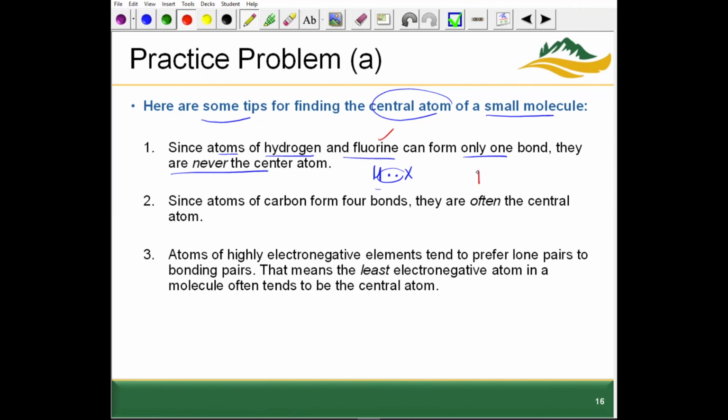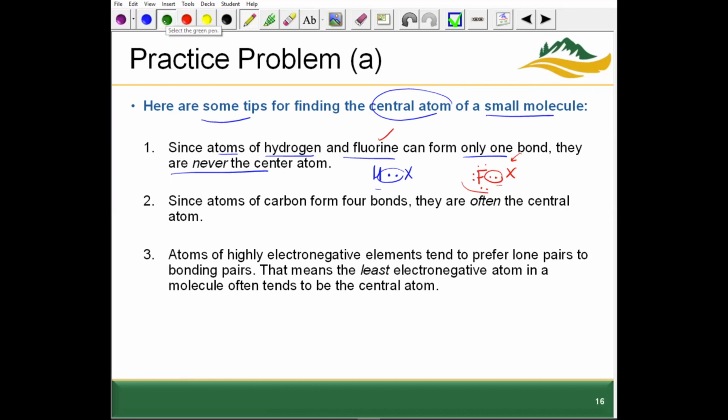Fluorine has 7 valence electrons. 1, 2, 3, 4, 5, 6, 7. With 7 valence electrons already for this halogen, fluorine only needs to form a bond with one other atom. Fluorine doesn't want to form a bond on the other side of its atom. It just wants to form one bond. So fluorine's not going to be in the middle. It's going to be on the end and just be bonded to one other atom to fill its octet.